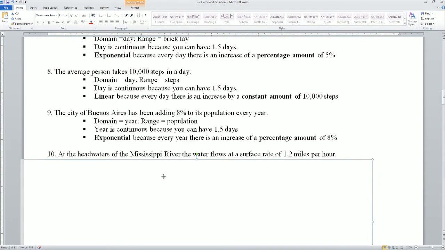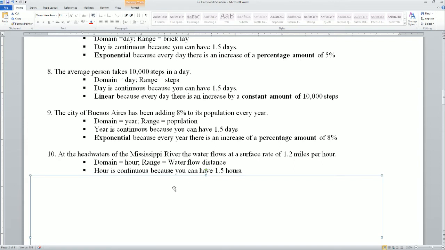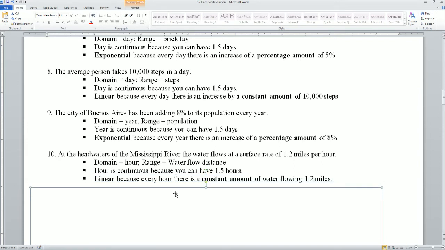10. At the headwater of the Mississippi River, the water flows at a surface rate of 1.2 miles per hour. The domain here is hours and the range is water flow distance. Hours is continuous because you could have 1.5 hours and it is still hours. Linear because every single hour there is a constant amount of water flowing, which is 1.2 miles.